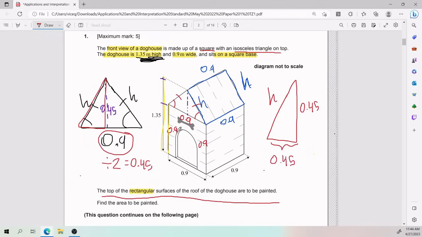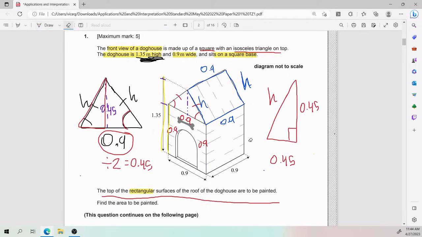Okay, what else do I know? I know that this angle is equal to this angle, but I don't know what that is. Could help me in the future, who knows? But I do know that this is a right triangle. How do I know that for sure? Because I split my isosceles triangle in half. That is legal. So this is 90 degrees, 0.45.